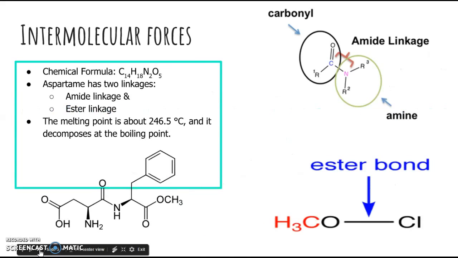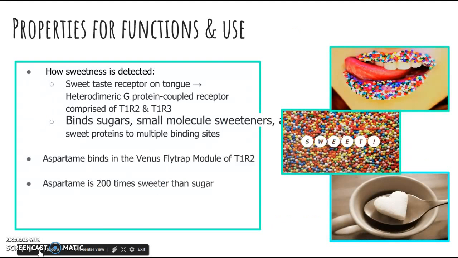Intermolecular forces. The chemical formula is carbon-14, hydrogen-18, nitrogen-2, oxygen-5. Aspartame has 2 linkages, the amine linkage and the ester linkage. The melting point is about 246.5 degrees Celsius, and it decomposes at boiling. So how does it actually work?